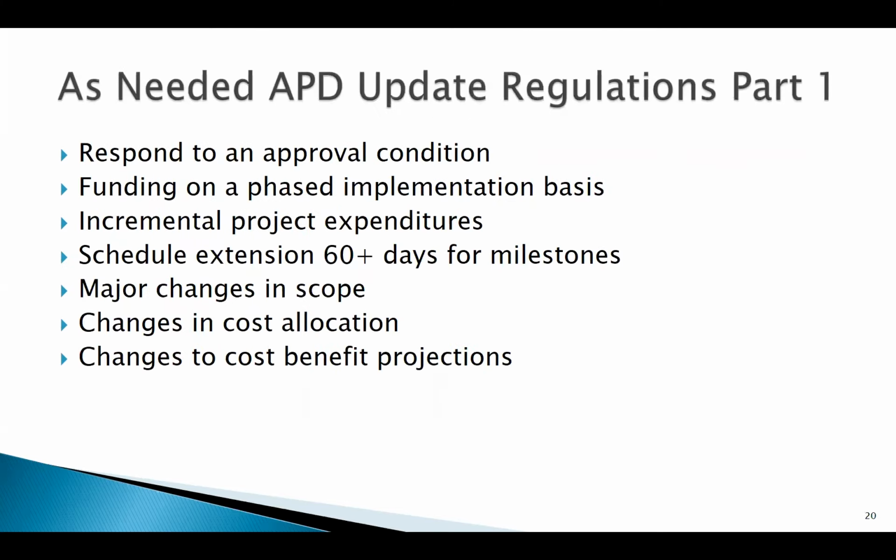Next slide, please. Slide title reads as needed APD update regulations, part 1. So an as-needed update responds to approval conditions, funding on a phased implementation basis, incremental project expenditures, schedule extension of 60 days for milestones, major changes in scope, changes in cost allocation, and changes to cost benefiting projections.